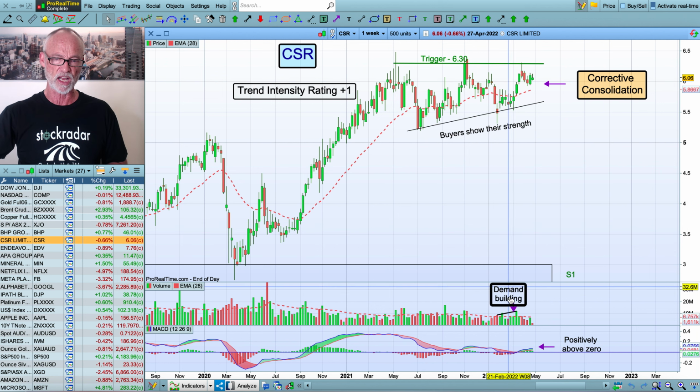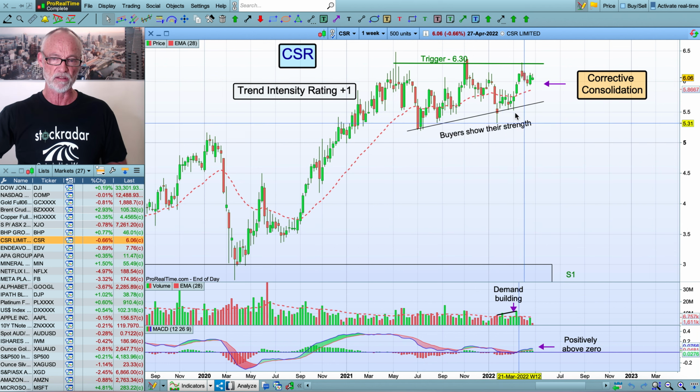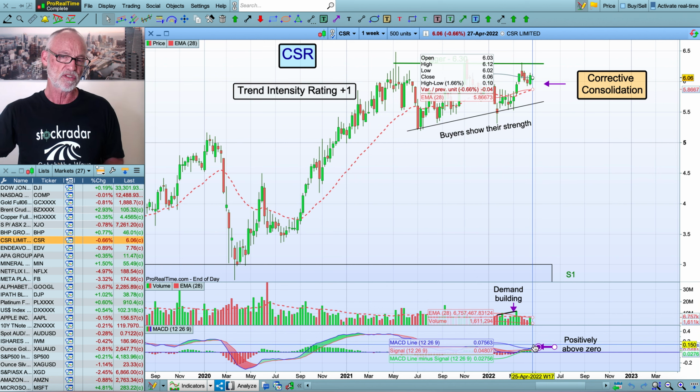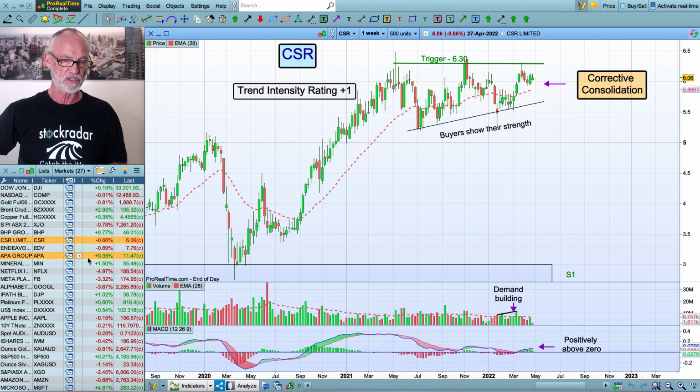It looks to be doing okay. We had some good demand building up here in this last run up. This has moved just above zero, so the conditions are right for CSR, and considering the market form, this is not doing too badly. So keep an eye on CSR.